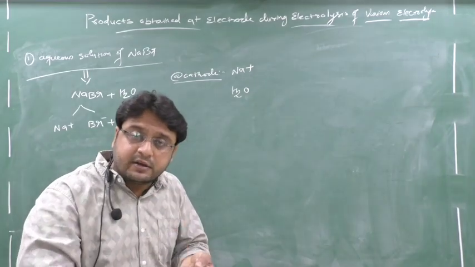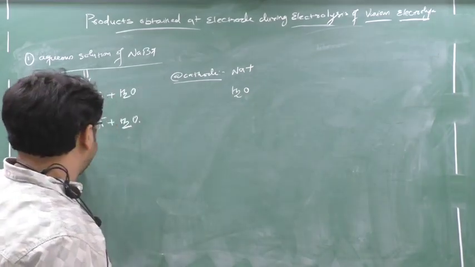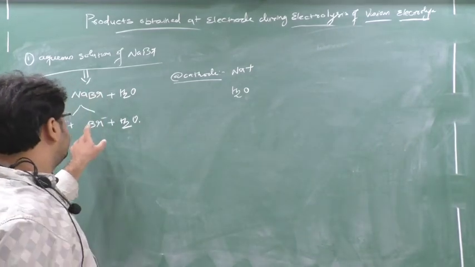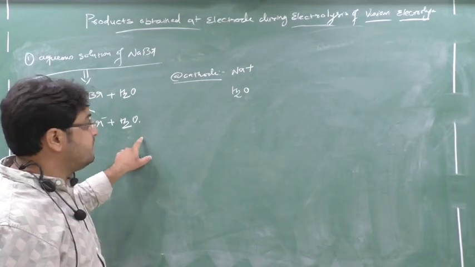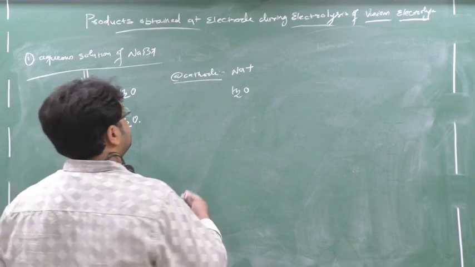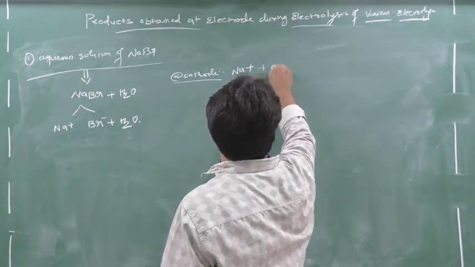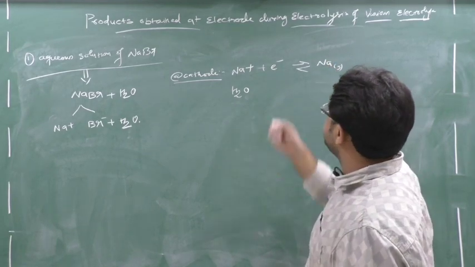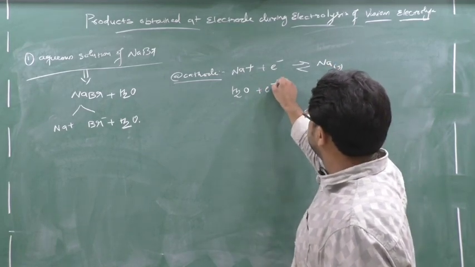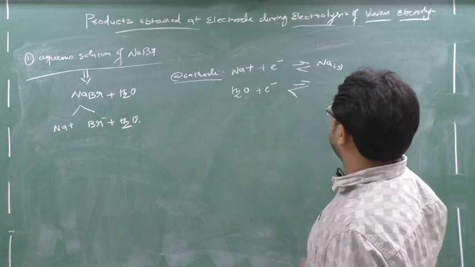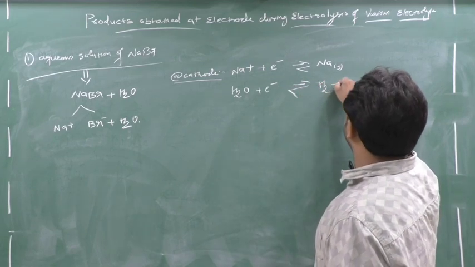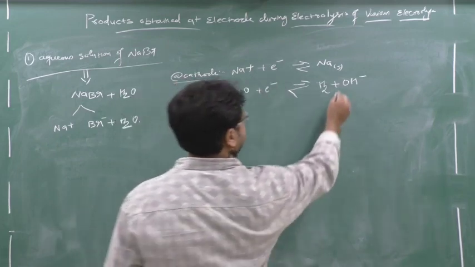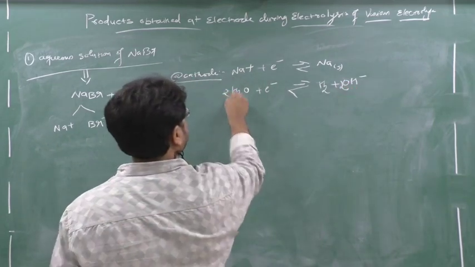There will be a race. Race between Na plus and H2O at cathode. Similarly, there will be a race between Br minus and water at anode. We will see who will win. At cathode reduction occurs. Na plus plus electron gives Na solid. Similarly, at cathode here also electron occurs. Yes or no? And here hydrogen will be obtained plus OH minus. Clear? Now I will balance the reaction, 2 here and 2 there.